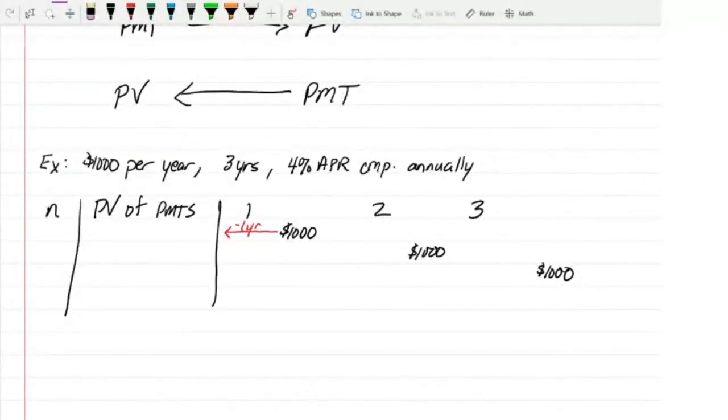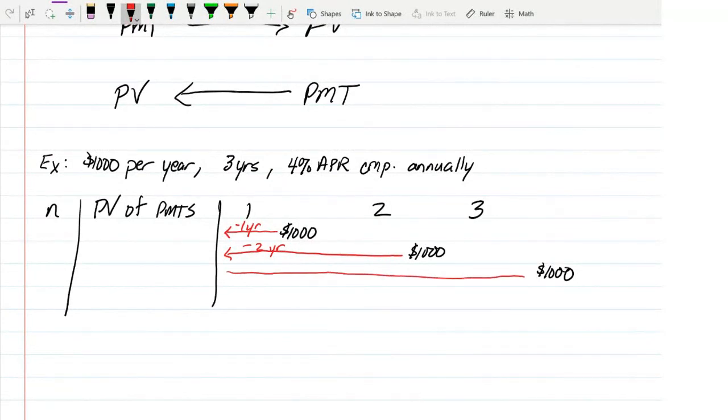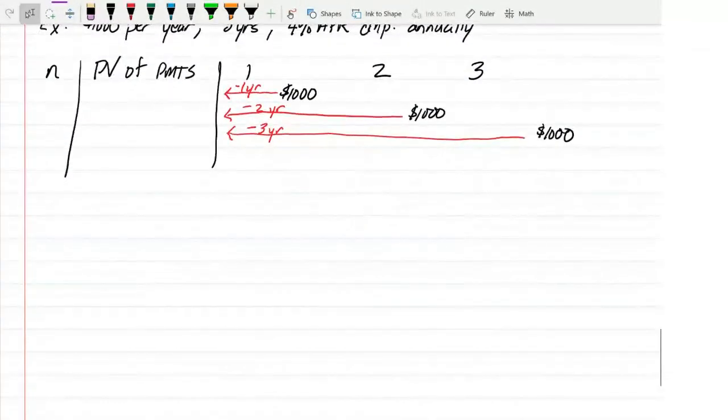And again, remember, when we did the solving for P part in the compound interest formula, we had negative n as part of that. So I'm actually not too sad to write negative 1 year because I'm thinking about it as growing it backwards. Here I'm growing this one backwards for 2 years. And here I'm growing this one backwards for 3 years. So let me calculate the equivalent of all of these payments. I'm going to have to do them separately, just like I did in the upper table.